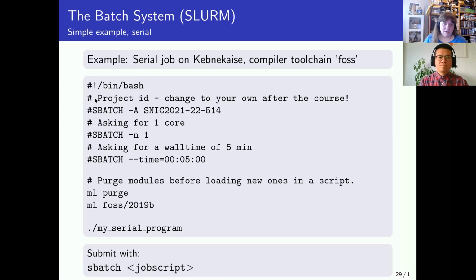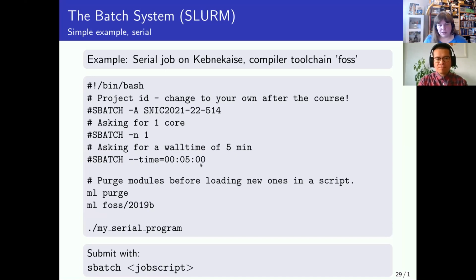Then you need to tell the batch system which project you are running in. And in this case, we are running in this one, which is the one we have for this course. And after the course, you should of course change it to your own one. But note that this one will be available for several more weeks until the 1st of October, most likely. So you can run some tests on these examples later if you want to. And since this is a serial job, I'm just asking for one core here. And I'm saying I would like to run for at most 5 minutes. So I'm asking for 5 minutes here.